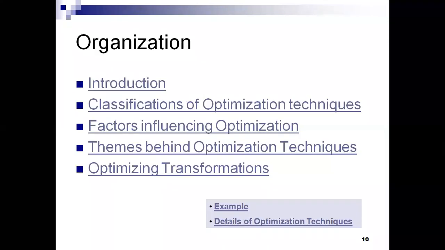And next, here we have the organization. Organization is nothing but a code organization, consisting of the introduction and the classification of optimization techniques, the factors influencing the optimizations, and the themes behind the optimization techniques, the optimizing transformations. Classification of optimization techniques means here we are going to know how the optimization techniques are applicable for lines of the code, not for the whole code. Somewhere, if there is any need, only then we can use these techniques. If not, no need to use these optimization techniques, right?